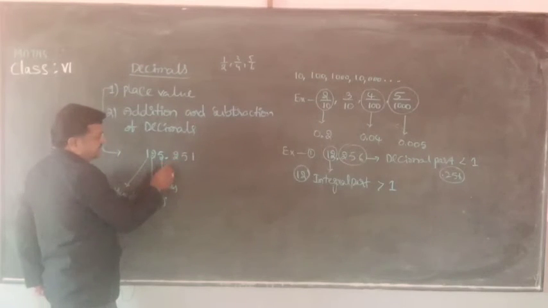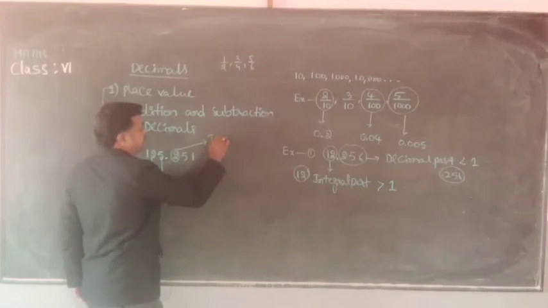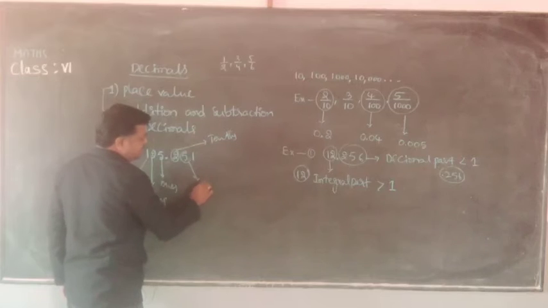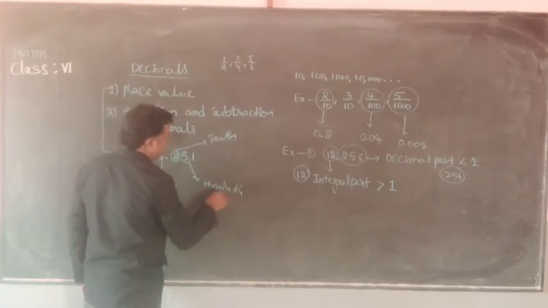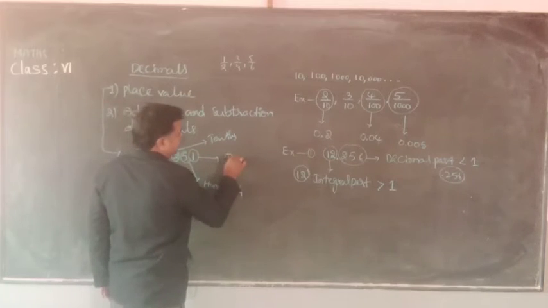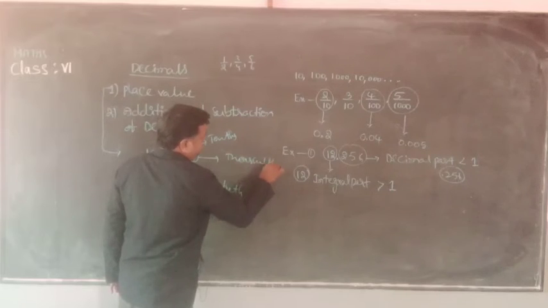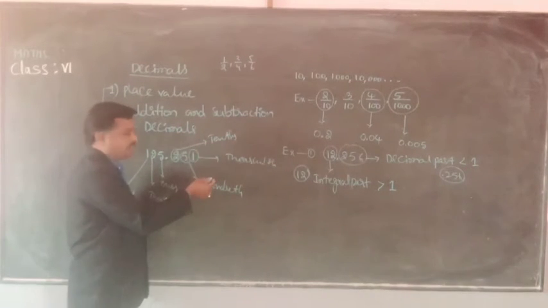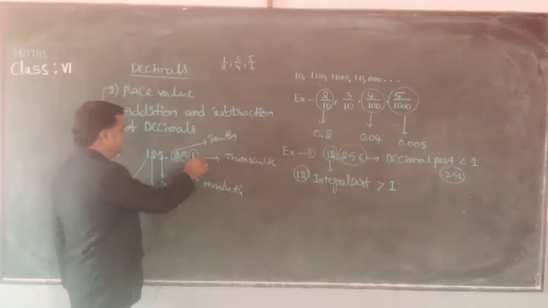the first place value is tenths place. Next is hundredths place, and the next is thousandths place. Next ten-thousandths, and so on: tenths, hundredths, thousandths.